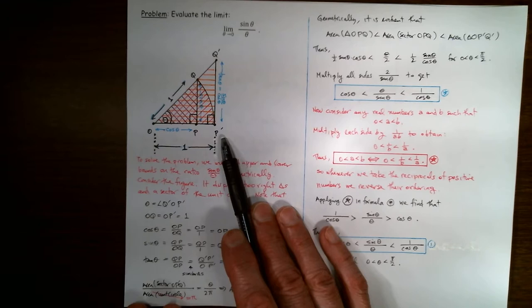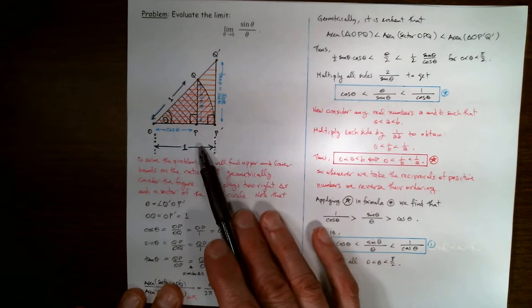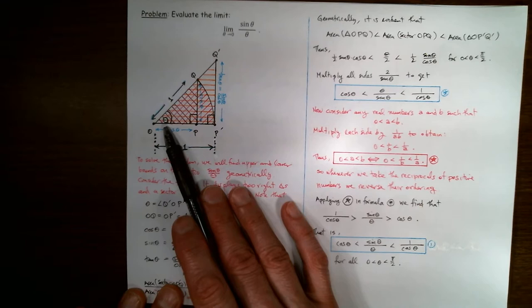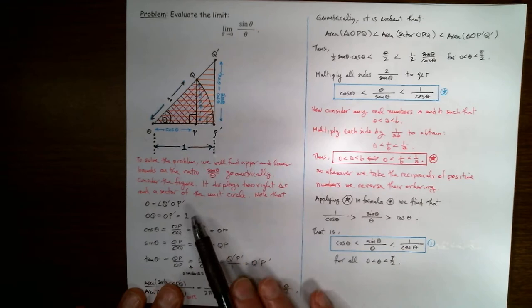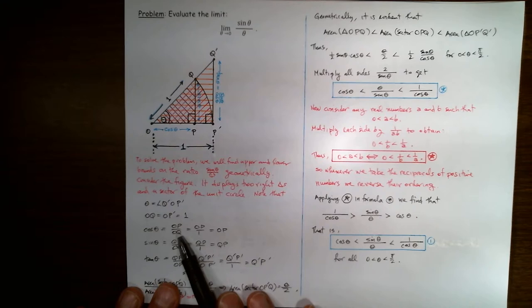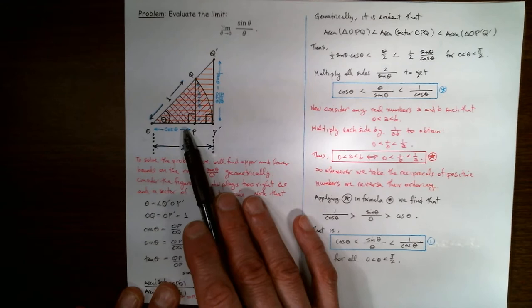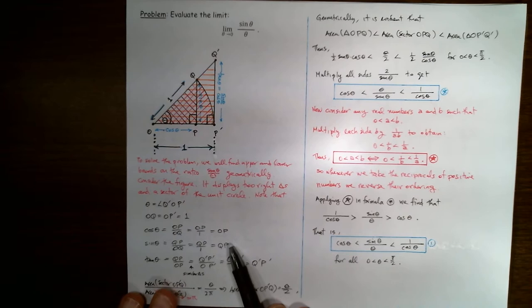Now, specifically, if we focus on the right triangle OPQ, we know that the cosine of the acute angle theta is the ratio of the adjacent to the hypotenuse. So the cos theta is OP over OQ. But remember that OQ was known to be 1. And therefore, the cos theta is OP over 1, or cos theta is OP, the length of the adjacent side is the cosine of theta.